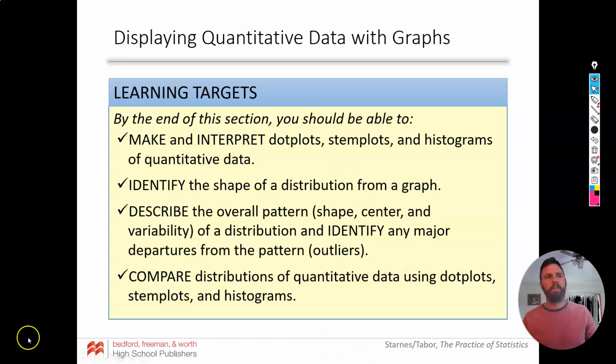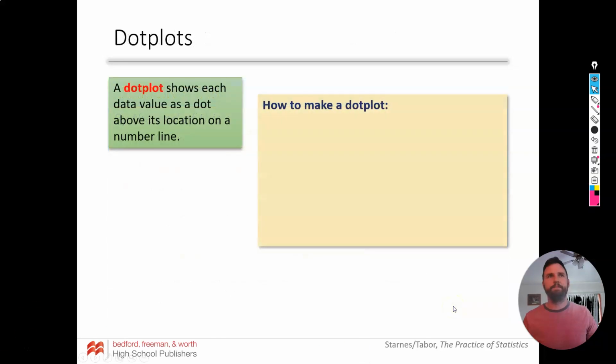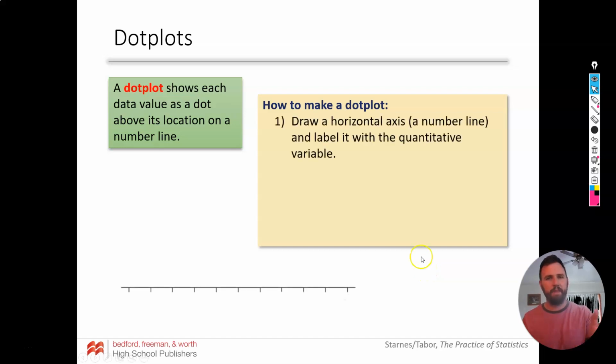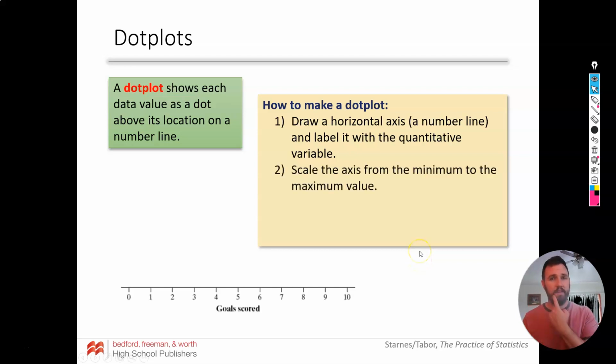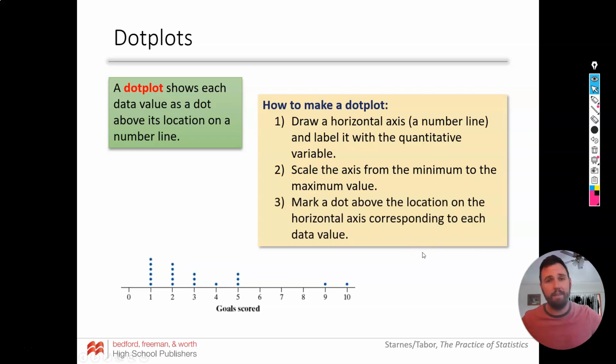There we go. See, a dot plot. Very easy one. A dot plot, you put a dot for each piece of data. How do you make one? You draw an axis. You select the values of it and label. Make sure you label. Don't lose points. Then you make a dot for every time an occurrence happens. So if I look at this, it tells me 3 times they scored 5 goals.